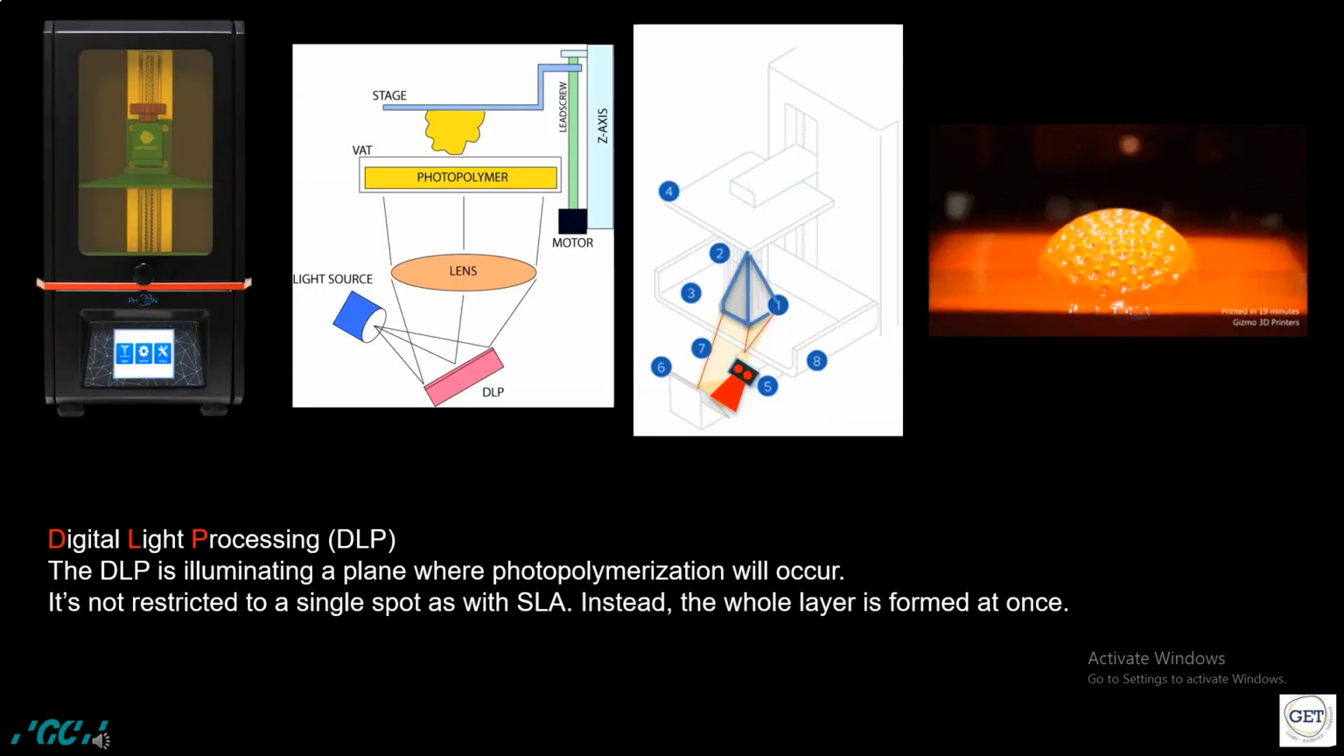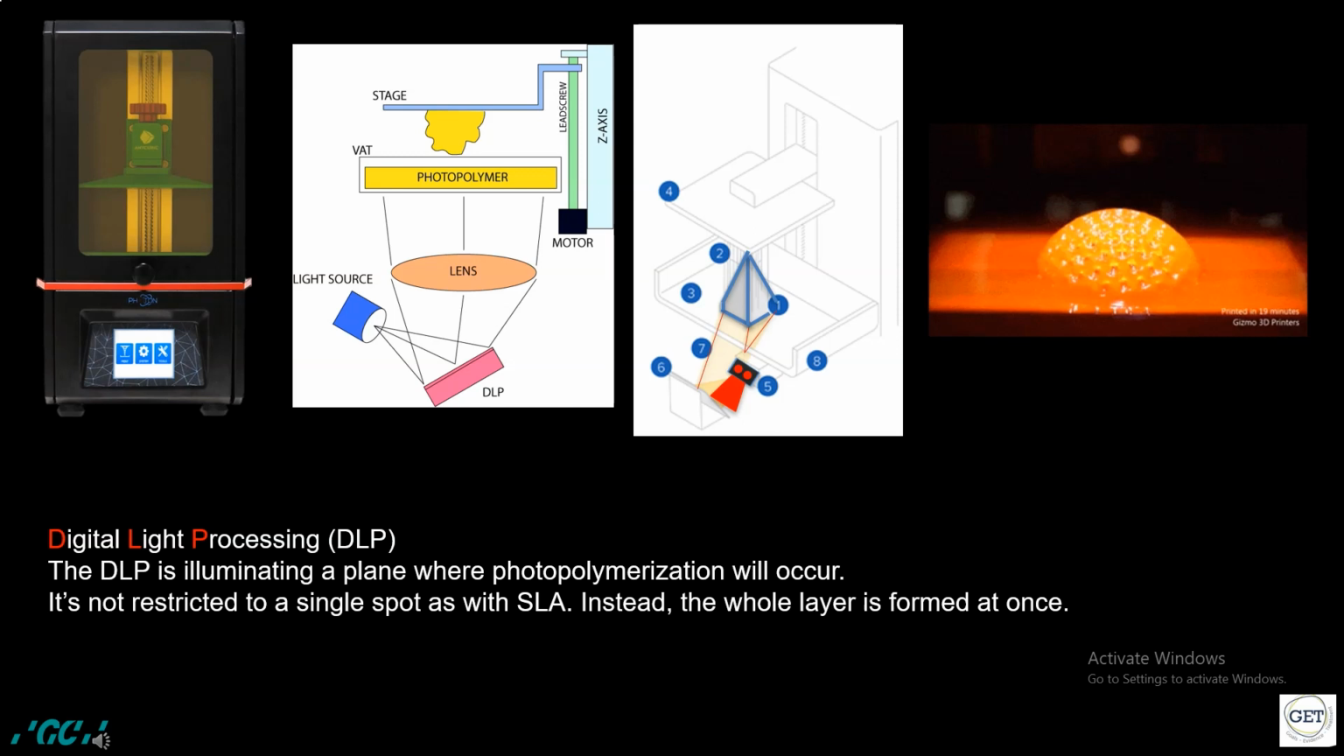DLP, Digital Light Processing, as a 3D printing technology, has its roots in an image projection technique born in the late 80s at Texas Instruments. DLP projects each layer, creating an illuminated plane where photopolymerization will occur. It is not restricted to a single spot, as in SLA. Instead, the whole layer is formed at once.